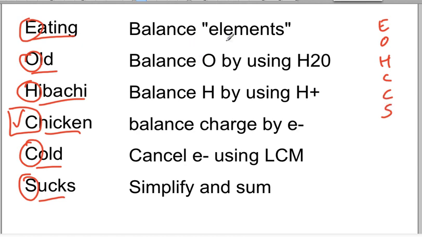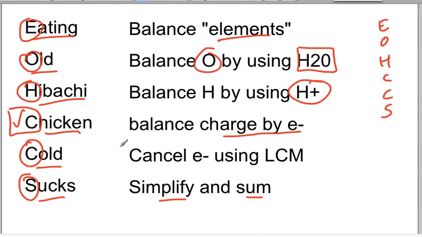The first step is you balance the elements, which I'll show you. Second step, we normally balance oxygen. This isn't normal balancing of equations. Oxygen and hydrogen are special. So we balance O by busting out H2O. Unusual, but you just have to pay attention to it. We balance H by using H+, and then we balance charge by using electrons, and then it's all about canceling and simplifying and then finally summing the last two steps.